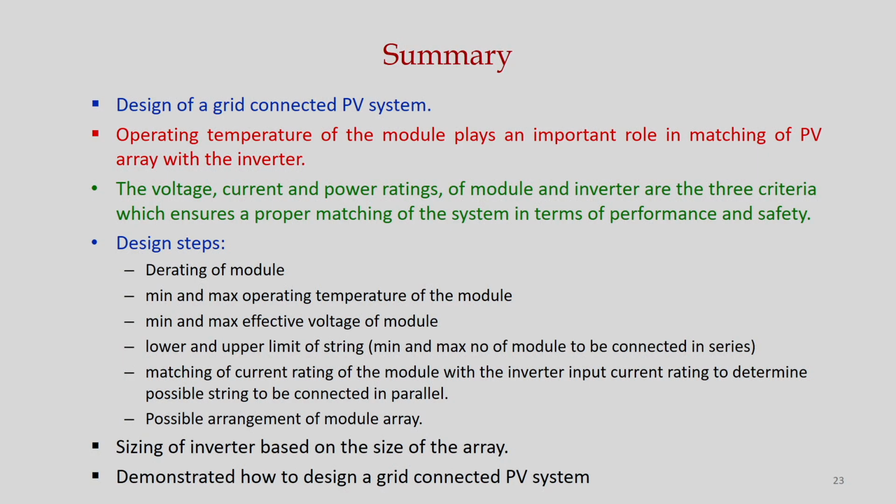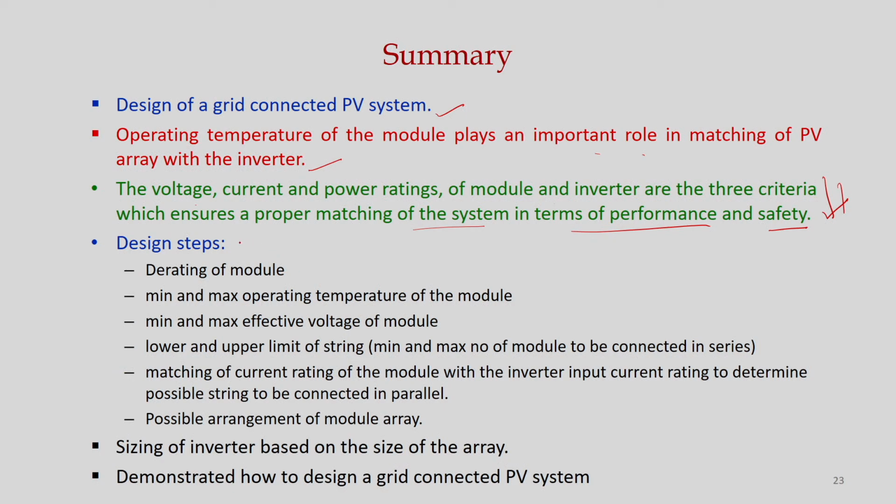So, we can summarize what we have discussed in this class. We understood the design of a grid connected PV system, and that the operating temperature of the module plays an important role in matching PV arrays with the inverter. The voltage, current and power ratings of modules and inverters are the 3 criteria which ensure proper matching of the system in terms of performance and safety. Okay, that we have clearly understood.